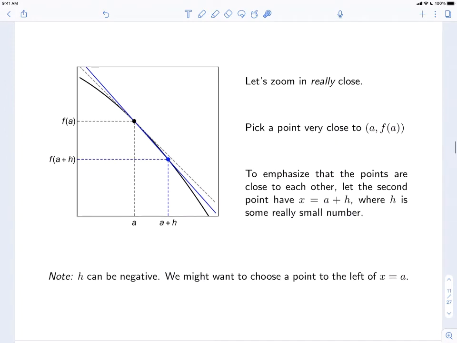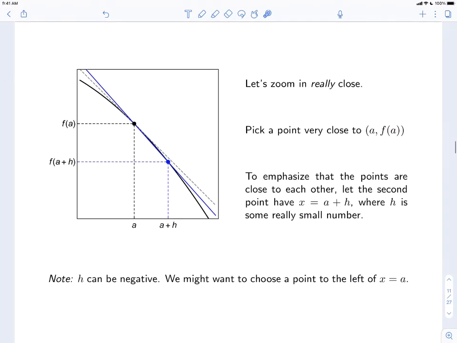Now let's zoom in really, really close. So we can see our point a, comma, f at a right here. Now what I want to do is pick a point very close to that, arbitrarily close, in fact. And the way that I do that is I pick some close point. Now I'm representing that by choosing an x value, which I'm calling a plus h.